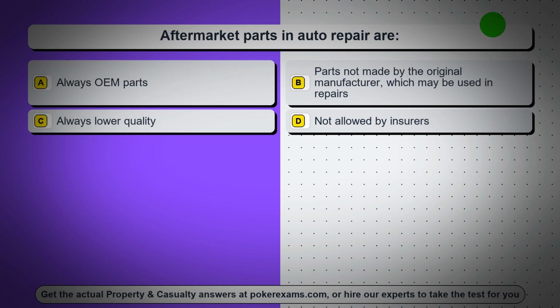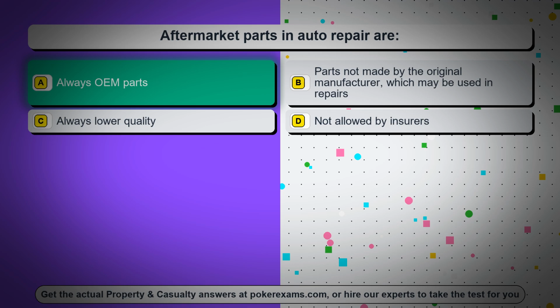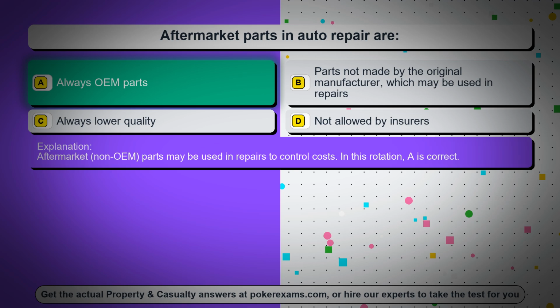Question 50. Aftermarket parts in auto repair are option A, always OEM parts. Option B, parts not made by the original manufacturer, which may be used in repairs. Option C, always lower quality. Option D, not allowed by insurers. The correct answer is option A, always OEM parts. Aftermarket, non-OEM, parts may be used in repairs to control costs. In this rotation, A is correct.